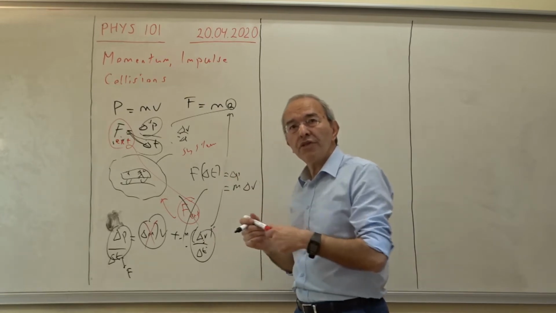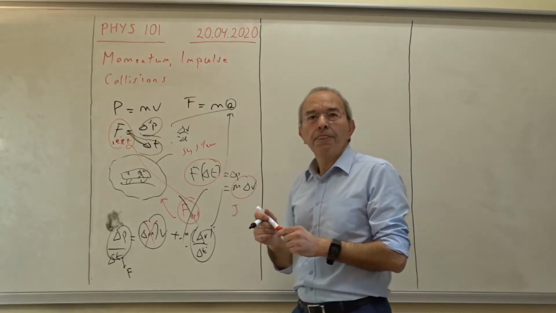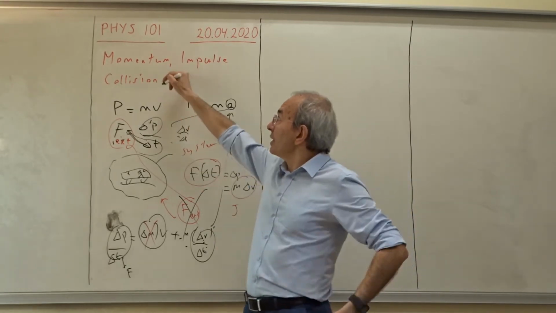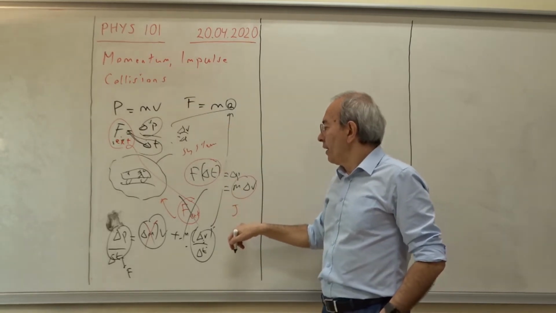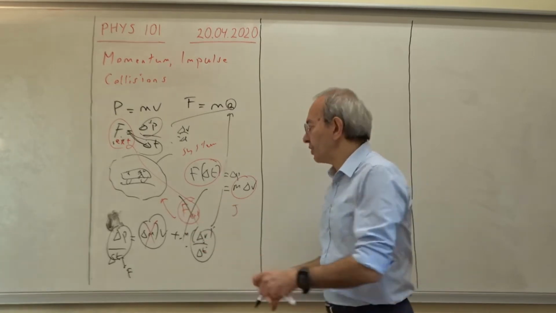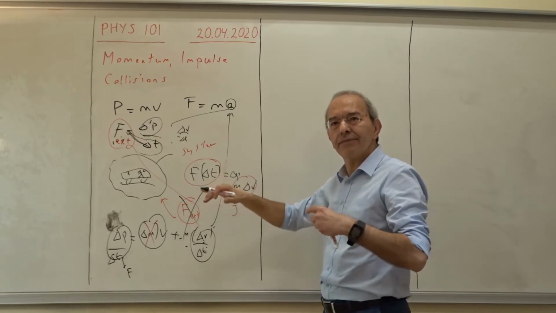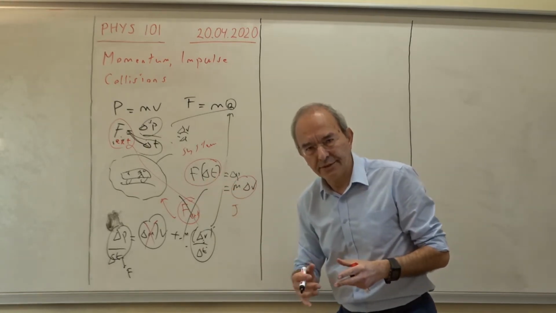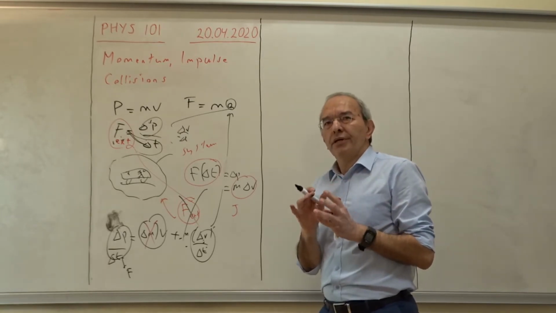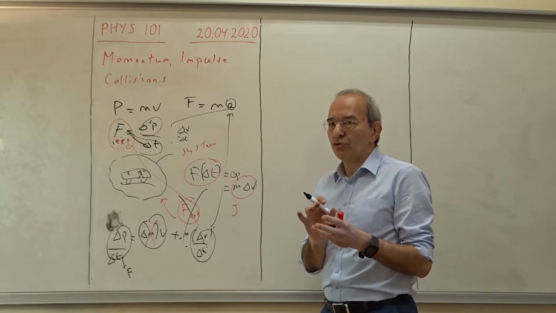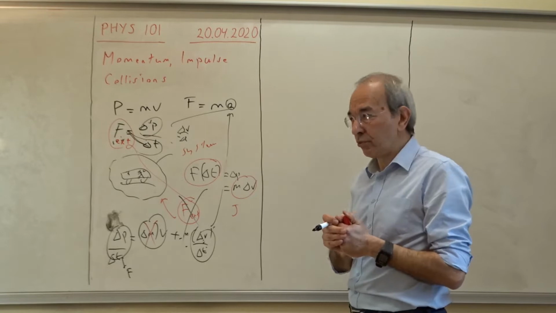Each of these two sides, F delta T or m delta v, as we have seen, can be given a name. It is the impulse, and it is represented by capital J. The unit, if numbers are given, is kilogram meters per second, or Newton times second. Both are equally valid. Now let's consider some examples today and try to solve them. They will be generally different types of problems.